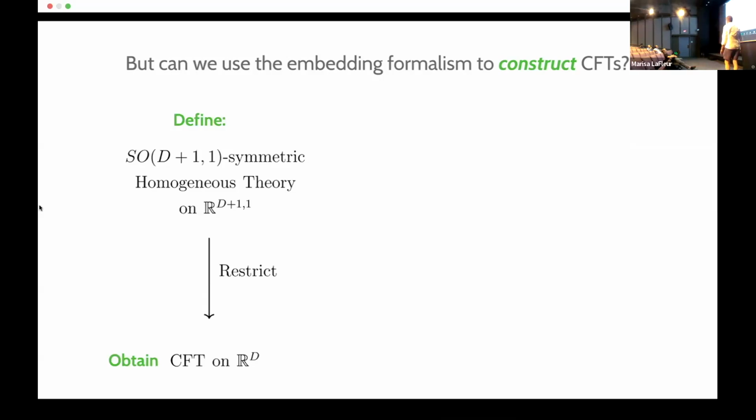And the basic idea is this: instead of taking a known CFT and lifting it to the embedding space, if we can somehow find a way to construct a Lorentz invariant homogeneous field theory in d plus 2 dimensions, then if we restrict it to the projective null cone, we obtain a conformal field theory, or at least a conformal field on R^d. This is the essentials of this construction. Build something here, push it down, and get a conformal field.